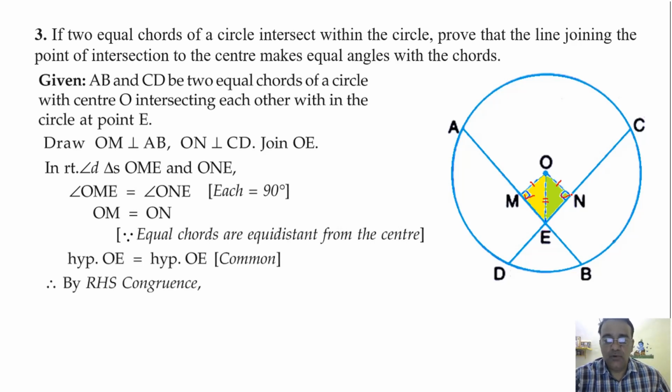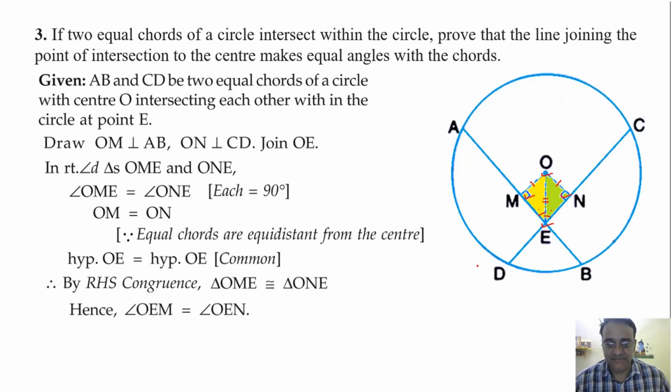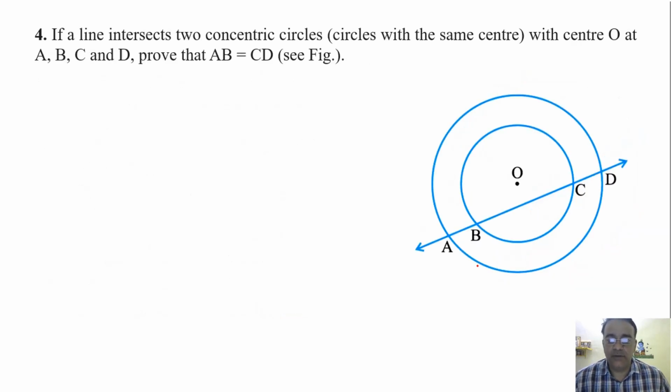So हम लोग को प्रूफ क्या करना था? ये दोनों एंगल्स इक्वल हैं. See, the line joining the point of intersection E to the center, that is O, means OE makes equal angle with the chord. That means ये दोनों angles equal proof करना है. So now here we can conclude by CPCT. Any doubt? No, sir. Okay, one more question.